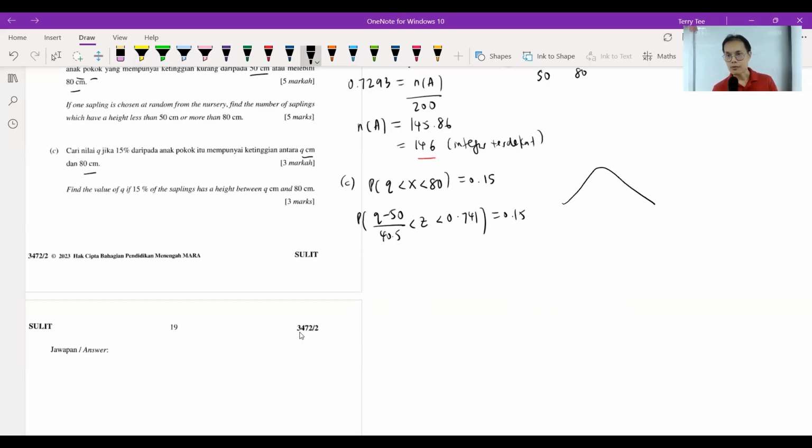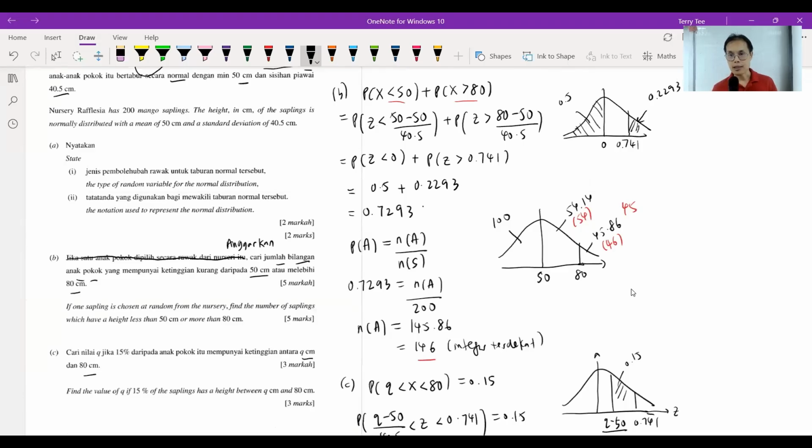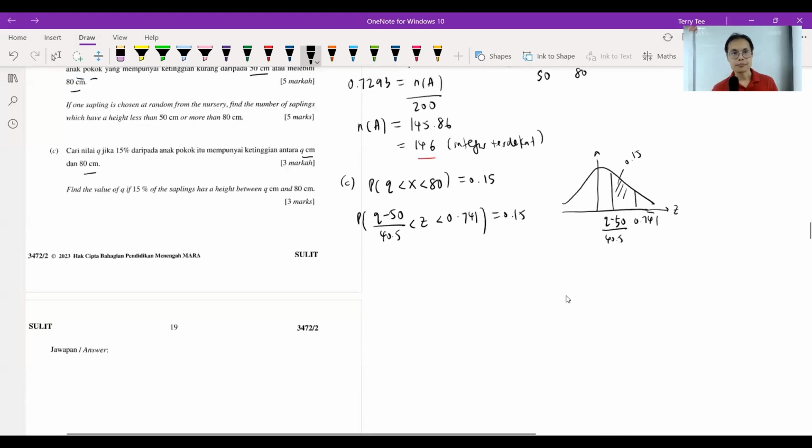Okay, let me do a sketch for you. So it looks something like this. I don't know where's Q. Maybe here. When you standardize, Q minus 50 divided by 40.5, and this is 0.741. We know there is a 15% chance that the height of the anak pokok is between these two values, right? Remember, this is after you standardize. This is Z value, not X value. X is before you standardize. Like, for example, this one is X before you standardize. This is Z. Z is after you standardize.